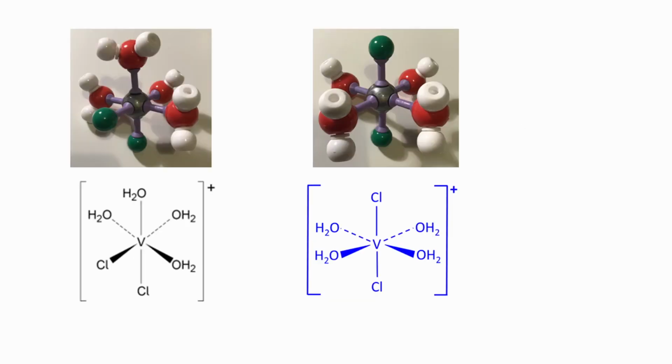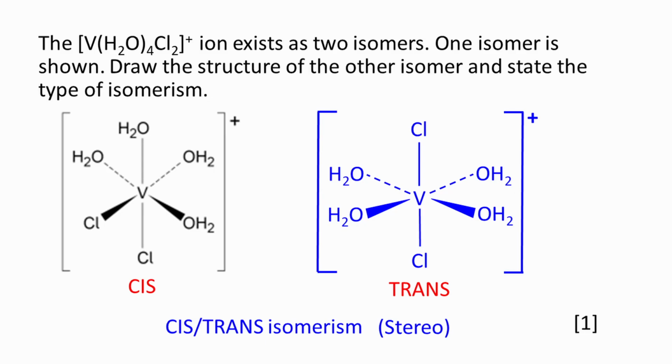To help you get an idea of the three-dimensional shape of these isomers, the photographs at the top show the structures built using molecular model kits. Chloride ligands are green, water ligands are red and white. The type of isomerism is cis-trans isomerism. The isomer on the left is the cis isomer and the isomer on the right is the trans isomer.